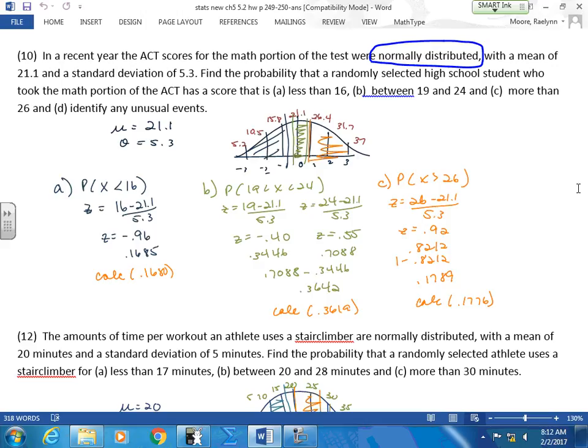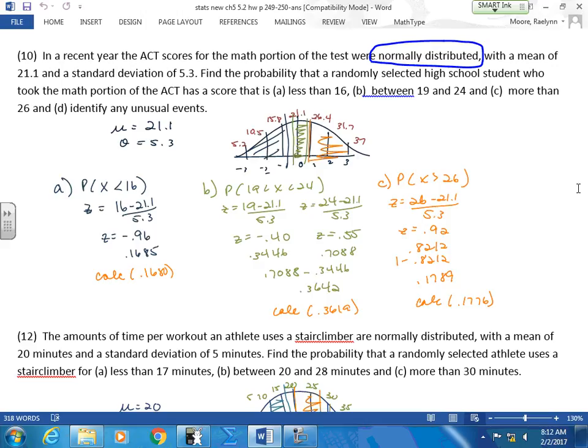Again, use your judgment. Do I expect less than 50, more than 50? What do I expect? You want to know that you're in the ballpark. Any questions on this? I know these are redundant, but I want you to get used to seeing them. Do the graph, do the probability statements, do the work.